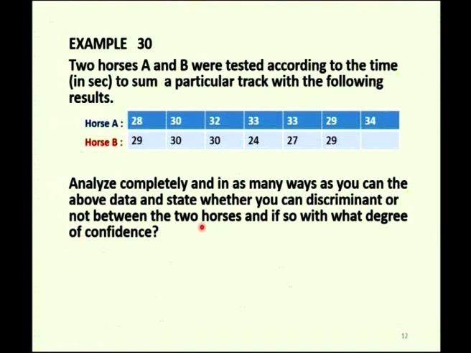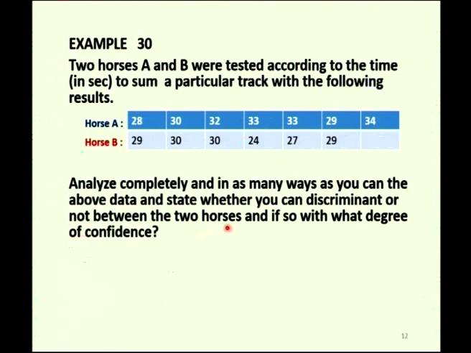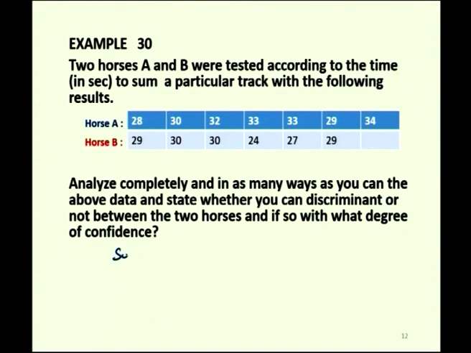That is, you are asked to test whether the two horses are varying or not. Discriminant stands for variability, and if so, with what degree of confidence. That is based on the level of significance you fix. If we fix the level of significance as 5%, we can say our conclusion is at 95% confidence. And if you fix the level of significance as 1%, whatever result comes as conclusion will be a 99% confident result. Let us work out this example.